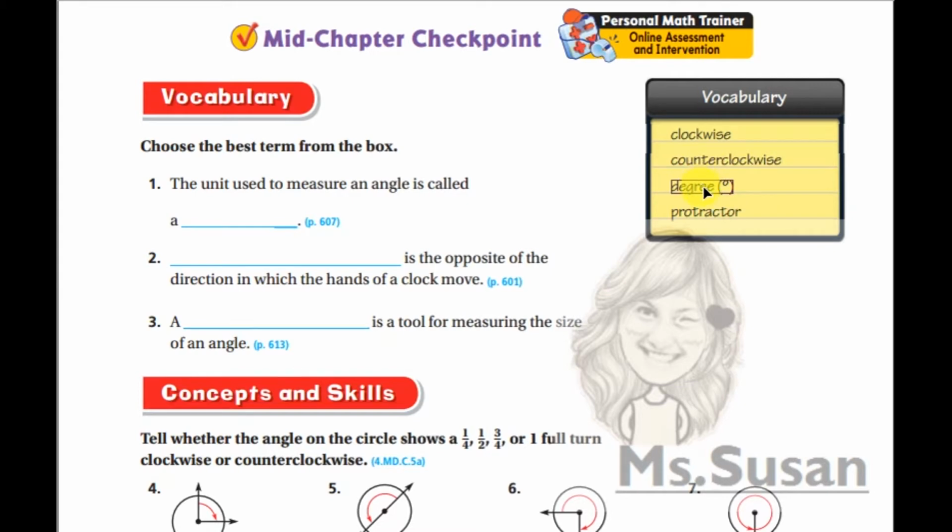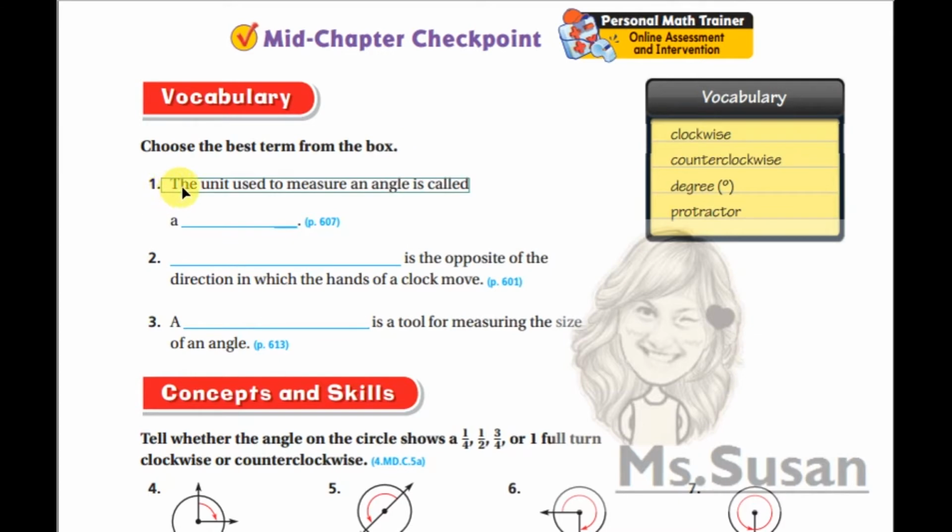Degree, and degree is the unit of angle, so the unit that we use to measure angles. Protractor, protractor is a tool that we use to measure angles. So all our topic today is about angles. So this is the degree of the angle, and this is the tool that we use to measure angles. So let's read together the definitions and match the right answer.